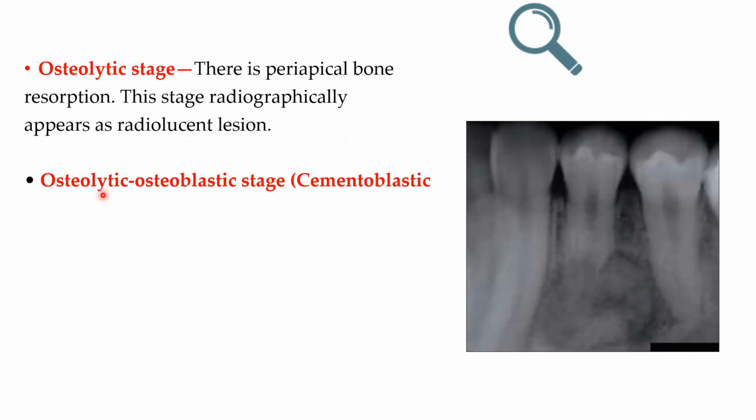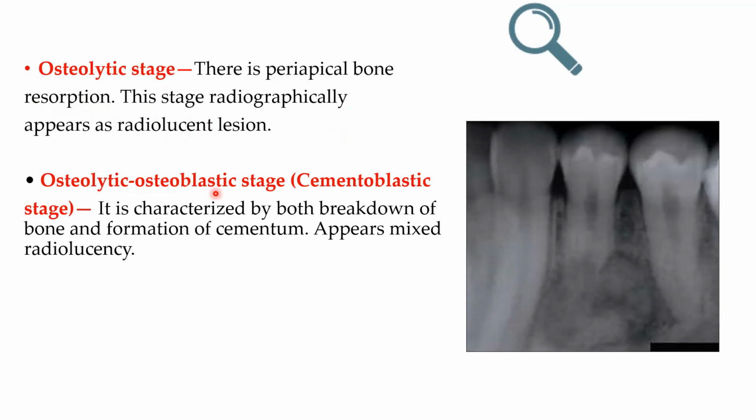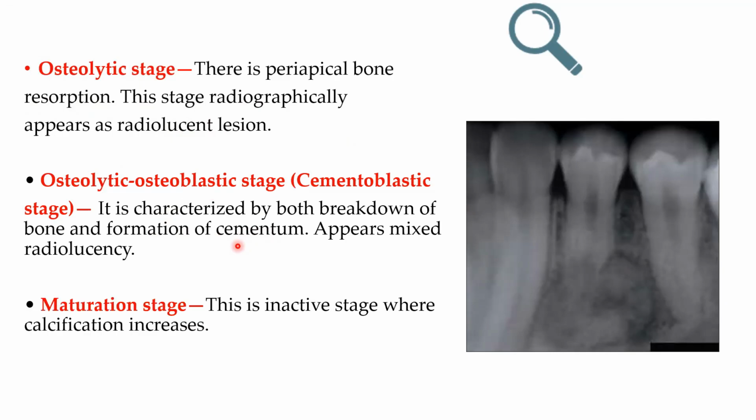And the next stage is the osteolytic osteoblastic stage. So here what happens is that there is a mixed appearance. There is both radiolucency, and because of the formation of cementum, you will see some amount of radio opacity as well. And the last stage is the maturation stage. This is the inactive stage where calcification increases and there is very little resorption happening. So the picture which you're seeing here is very much a maturation stage. You can see how the entire tumor is radiopaque with a very little radiolucent border.